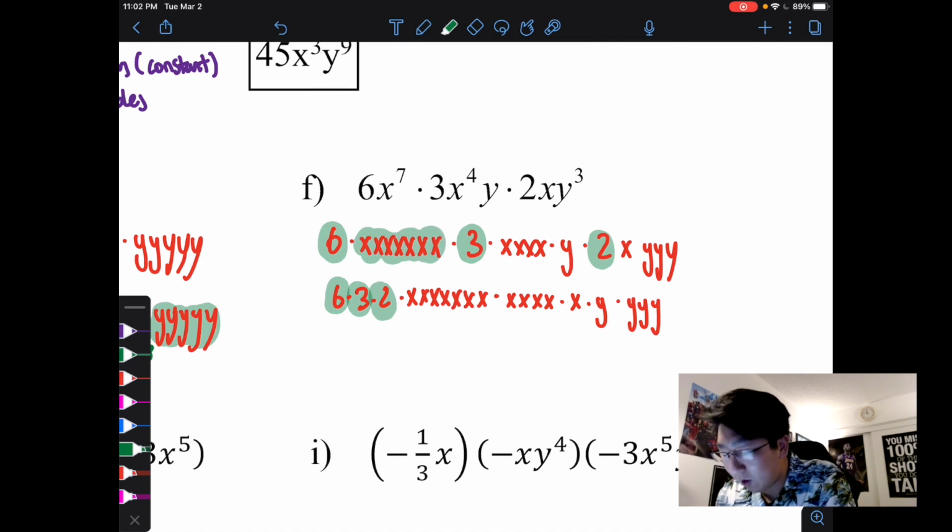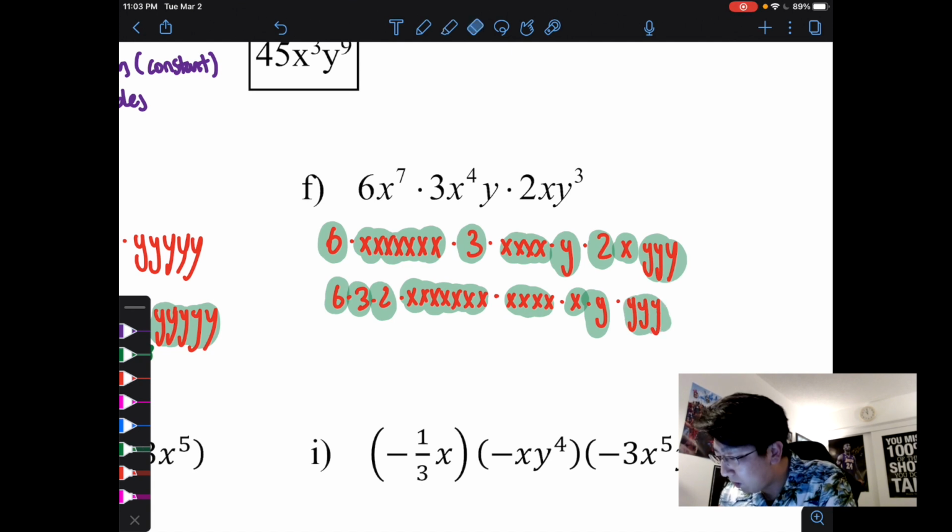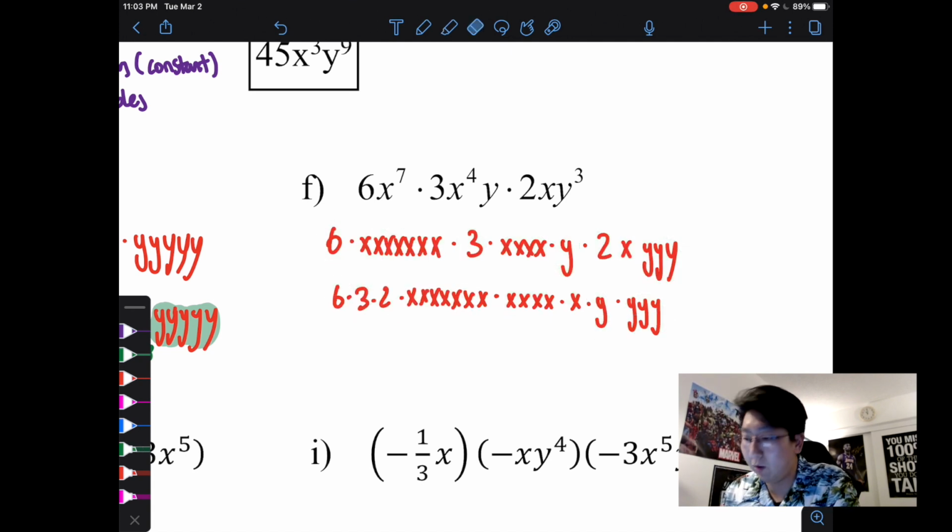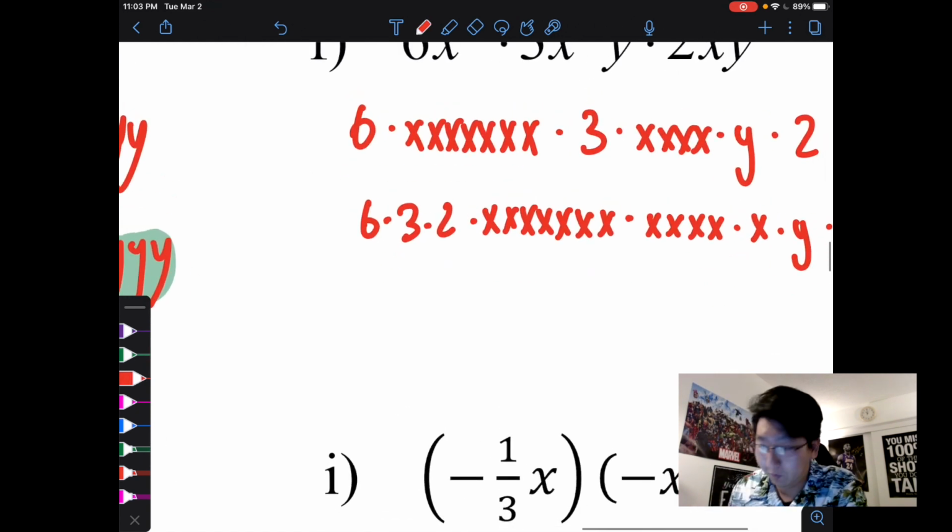Or to double check, you can highlight, right? There should be 7, so here's the 7, 4, 1, y, then 3 y's. And if you highlight, go ahead and erase the highlights, and you should be good.